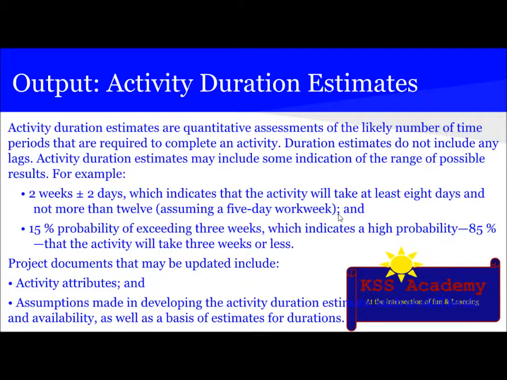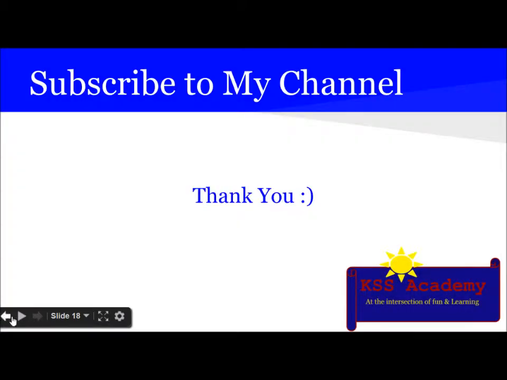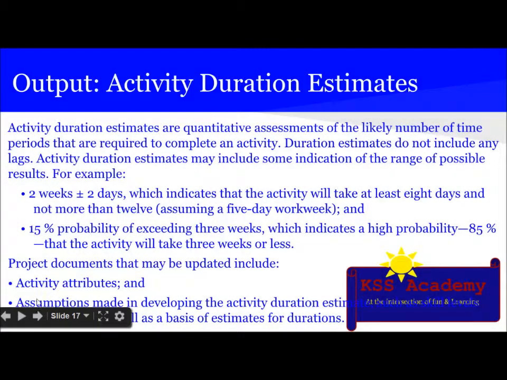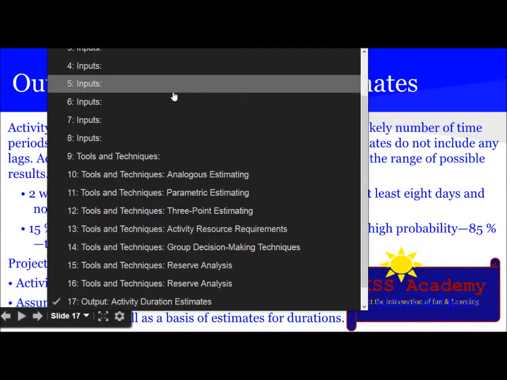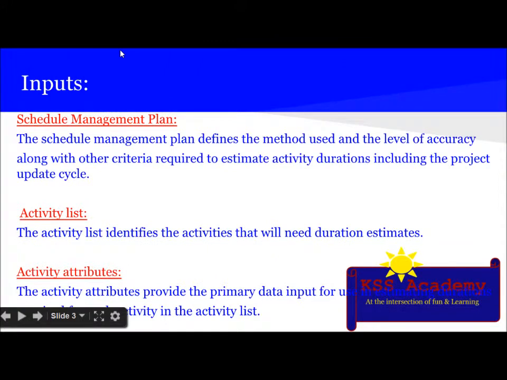Then we update the project documents, mainly activity attributes and assumptions made in developing the activity duration estimate, such as skill level and availability, as well as the basis of estimation of the duration. So guys, I hope you got some idea on the estimate activity duration process. So let's revise it once again.